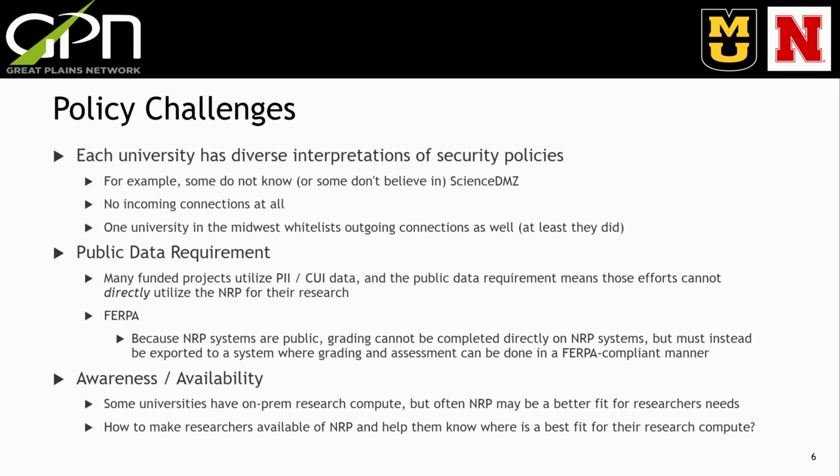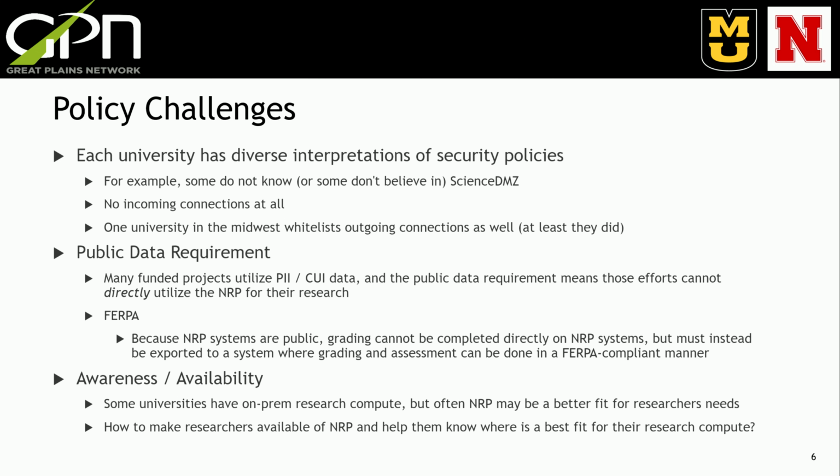And then the last family, policy challenges. Every university has a diverse implementation and interpretation of the security policies needed for NRP. Some universities do not know about or do not allow science DMZs or may not allow any incoming connections at all. Additionally, the public data requirement, while generally not too hard to work with, can stand in the way for some researchers. A lot of funded projects will use things like government data or PII data, and so that public data requirement will mean that they can't directly use NRP for their research goals.